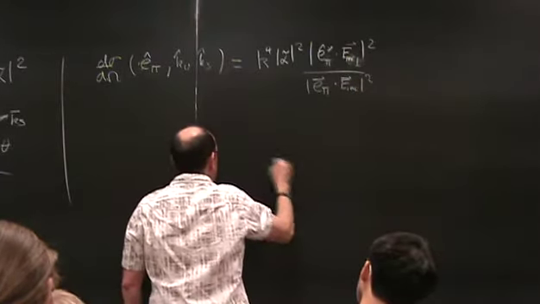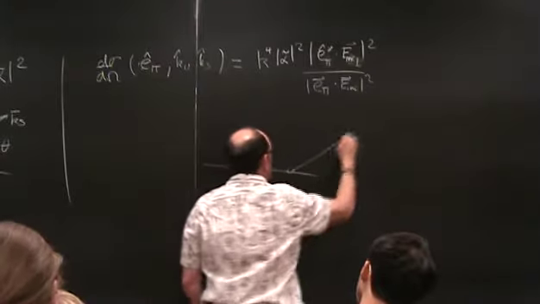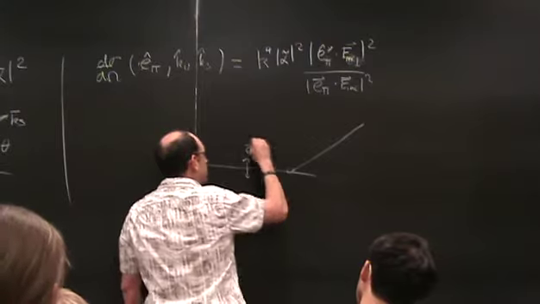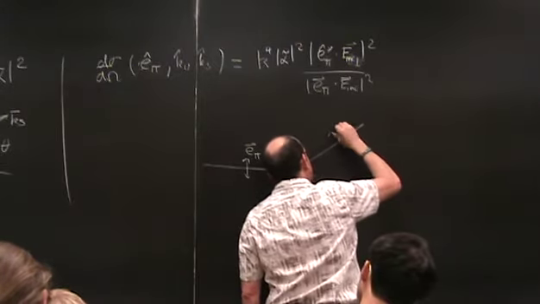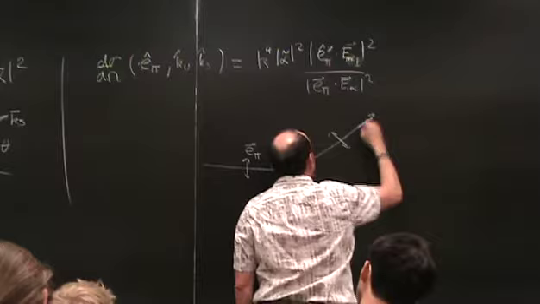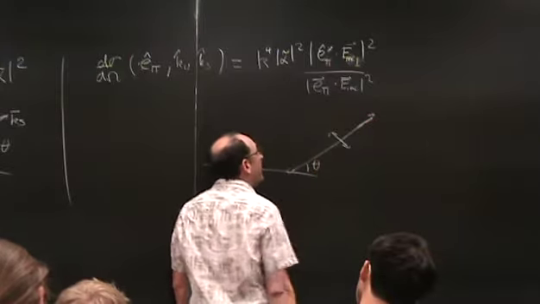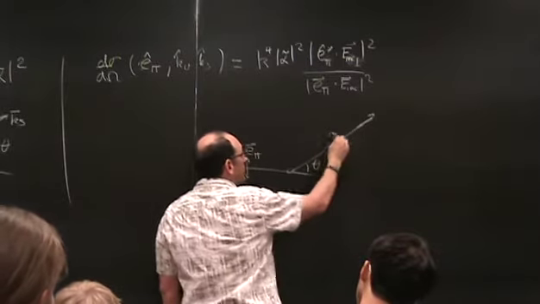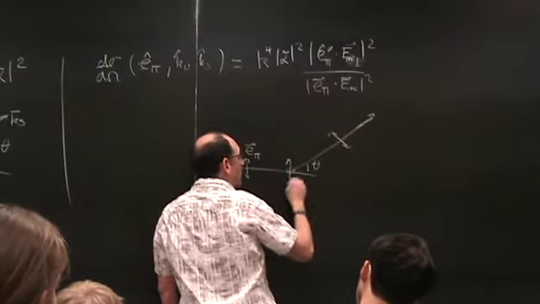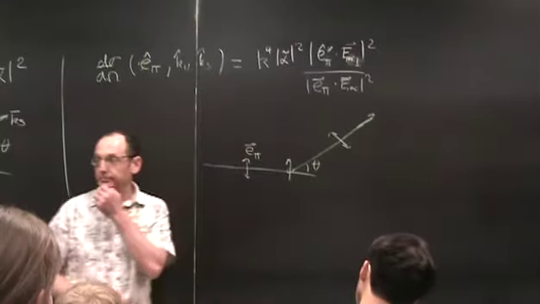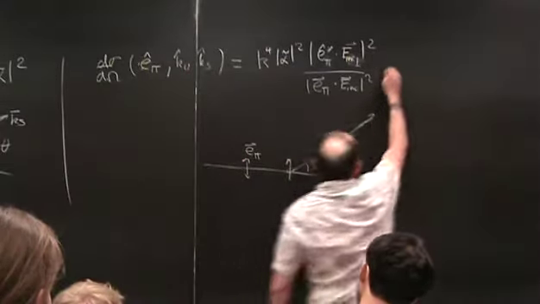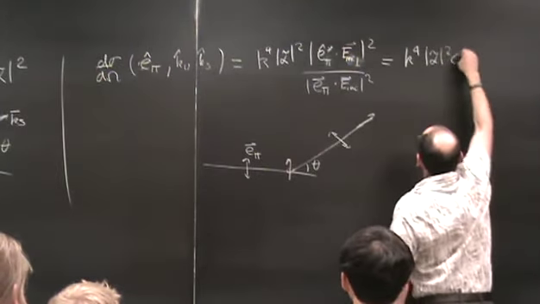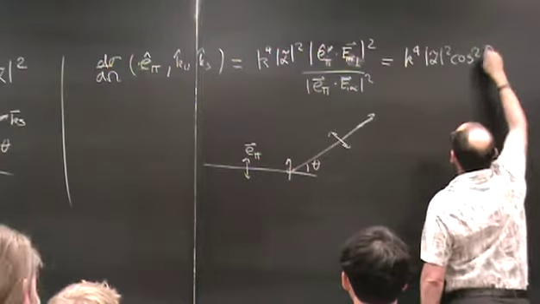Let's take a look. Remind ourselves, in this case, we're starting with polarization like this, and the scattered polarization has to be transverse. If this is my angle theta, the component that is perpendicular is equal to this component times cosine theta. So this, in this case, is k to the 4th alpha squared cosine theta squared.